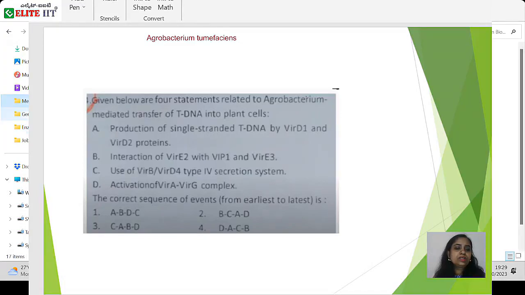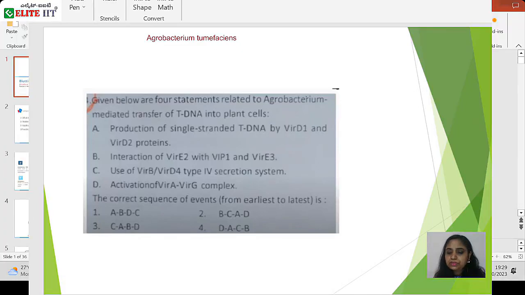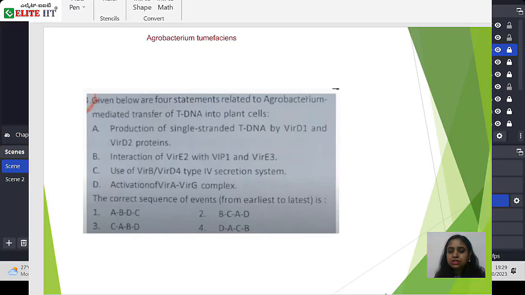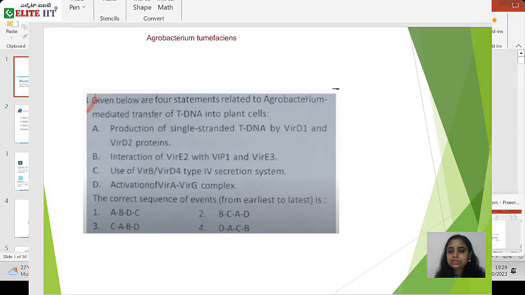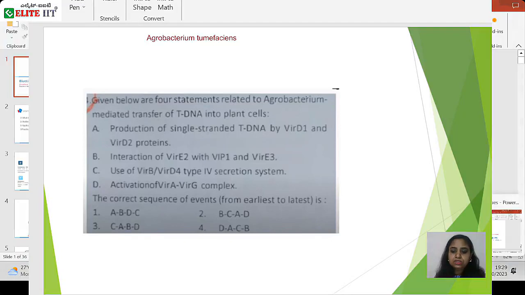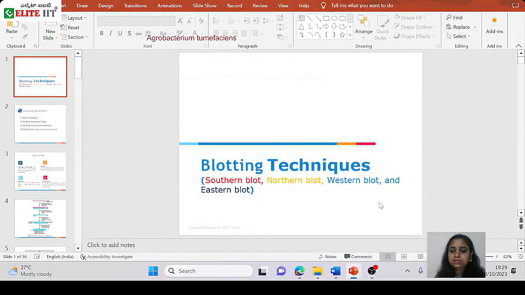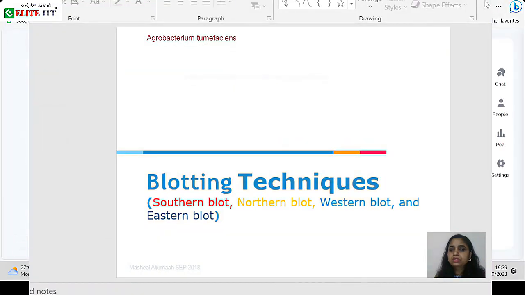Gene cloning, not gene cloning. Blotting, all the blotting techniques. I wanted to explain those blotting techniques. Let's see if it is visible or not. Is the blotting technique visible? No, it's not changed. The PPT is changed? Yes, ma'am. Blotting techniques are available.